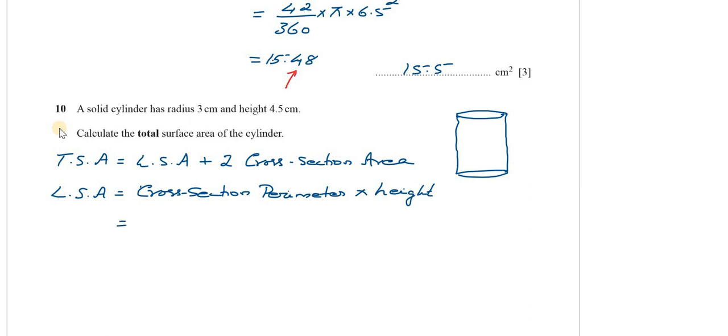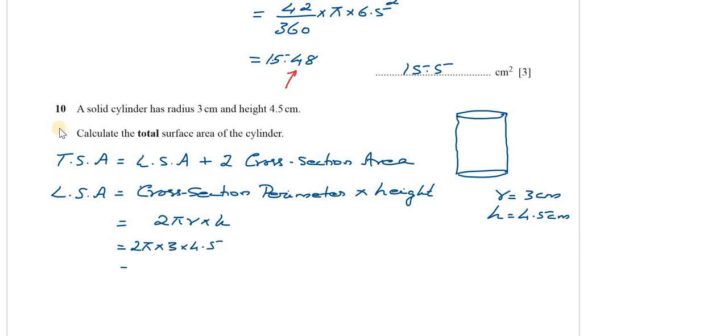The radius is given as r is equal to 3 centimeter, and the height of this cylinder is given as h is equal to 4.5 centimeter. These are the units given here. Now I am replacing the cross sectional perimeter. The cross section is a circle, so the circle perimeter means the circumference, that is 2 pi r into h, the height of the cylinder. That is equal to 2 pi into the radius of the cylinder, 3, and the height, 4.5.